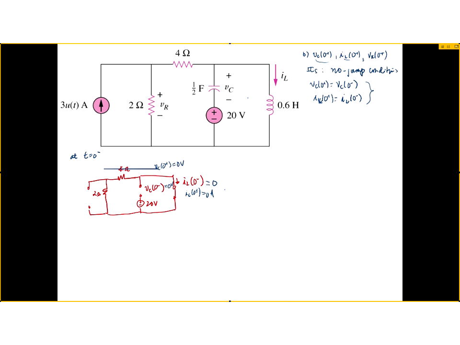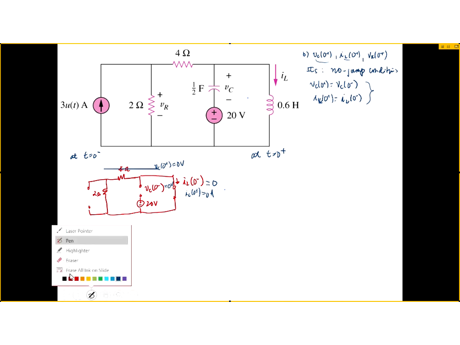What do you think I need to do now? Look at the circuit at t equals 0 plus. Because I'm still not done with part B, right? I still need to find VR at 0 plus. And that will only show up in the circuit at t equals 0 plus.